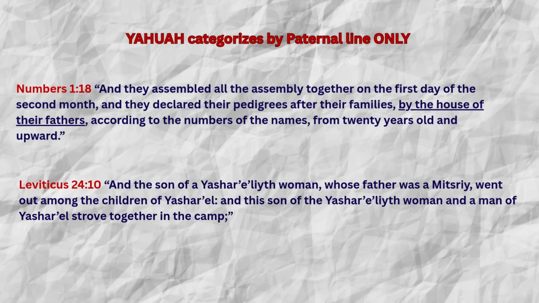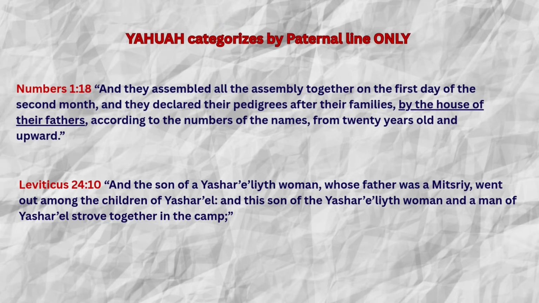In Leviticus 24:10, and I'm reading from the Sefer, we read, "And the son of a Yashar'elite," Yashar'elite means Israelite, "the son of a Yashar'elite woman whose father was a Mitzrahi," Mitzrahi is Egyptian, "went out among the children of Yashar'el. And this son of the Yashar'elite woman and the man of Yashar'el strove together in the camp."